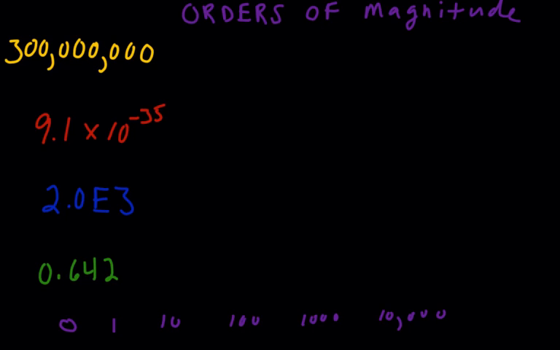And the easiest way, of course, to do this is just to always put your number into scientific notation and then just see what the exponent is on the 10. And that will be what we call your order of magnitude.